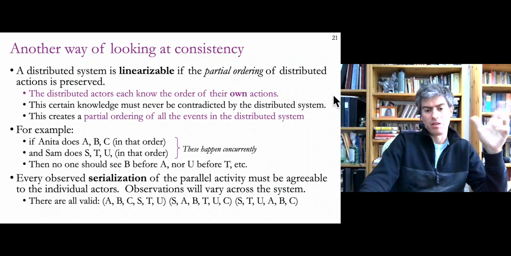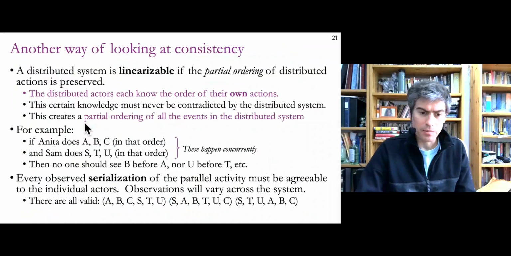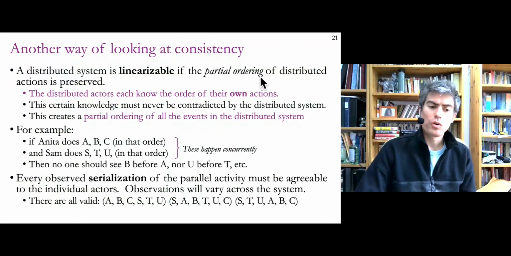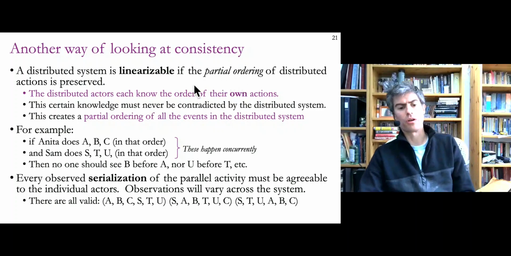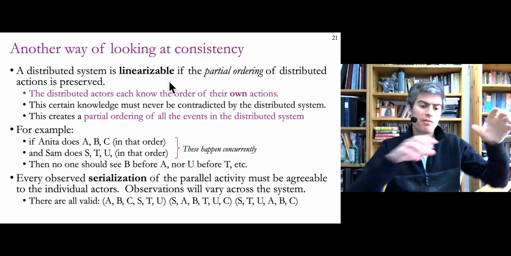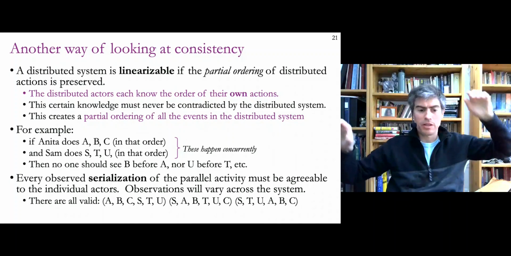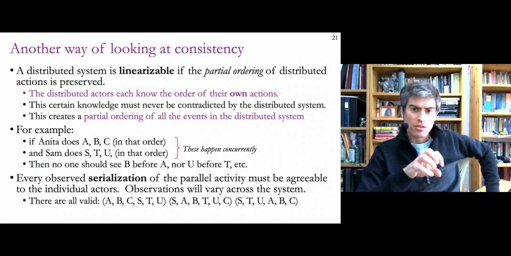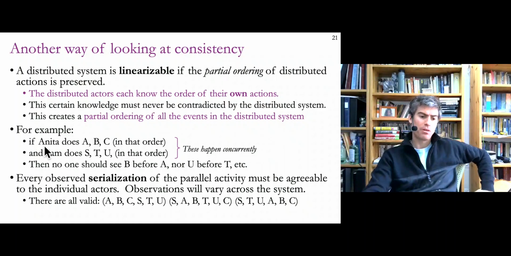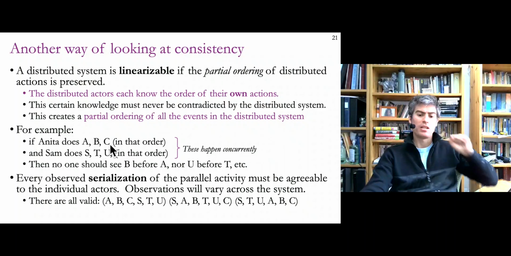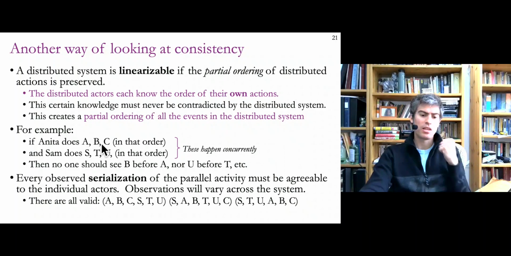Some different systems will have different levels of consistency. Anyway, linearizability means that the partial ordering of distributed actions is preserved. Partial ordering. Okay. Why is there a partial ordering? Well, we have distributed actors. It's a distributed system. We have clients all over the place. We have database nodes all over the place. Each one of those actors has observations and has actions. So it does certain things. For example, if we have Anita and Sam, Anita does A, B, and C, and she knows what order she did those things. She did A, then she did B, then she did C. Sam does S, T, and U, and Sam knows that he did the things in that order. That is a partial ordering.